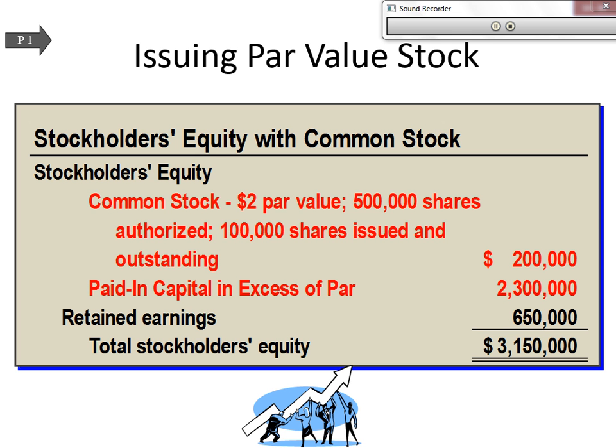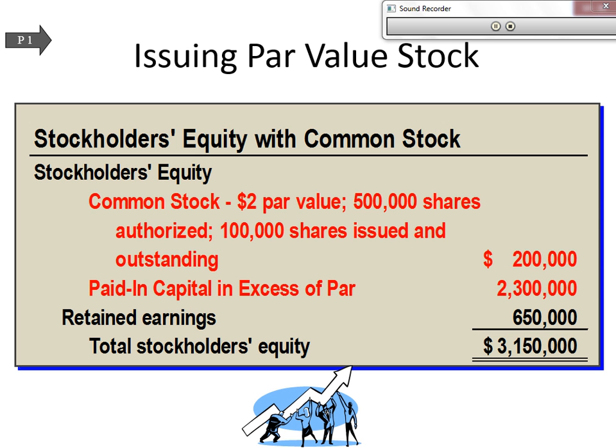Now, looking at this, this just shows you how all of this ties into stockholders' equity on your balance sheet. We're showing that out of our 500,000 shares that we authorized, we only issued 100,000, which means how many do we have outstanding? 400,000. And they were worth 200,000 and paid in capital in excess of par, 2,300,000. Retained earnings. What do you think this amount is for? The 400.